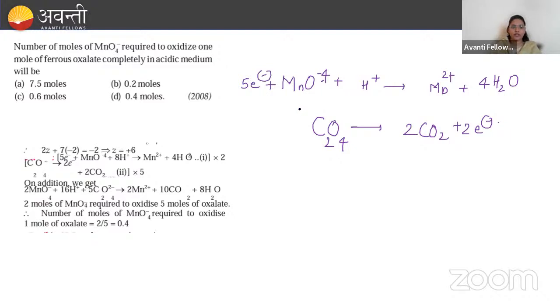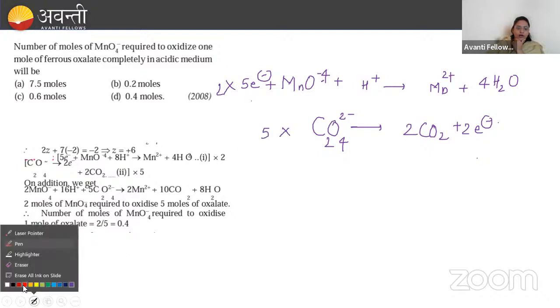Right? Any doubt in this? C2O4 2 minus will give like this way. So यहाँ पे 5 इलेक्ट्रॉन हैं, यहाँ पे 2 इलेक्ट्रॉन हैं. इलेक्ट्रॉन बैलेंस हैं क्या रिएक्शन में? नहीं बैलेंस हैं. So what we have to do? We have to multiply this equation by 2 and we have to multiply this equation by 5.